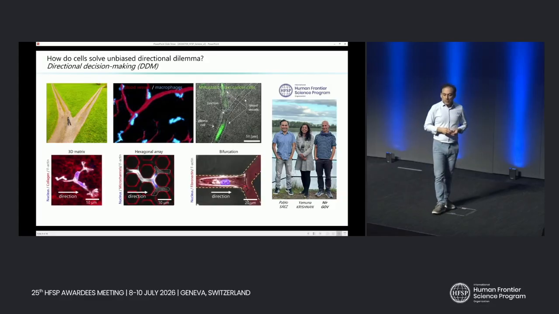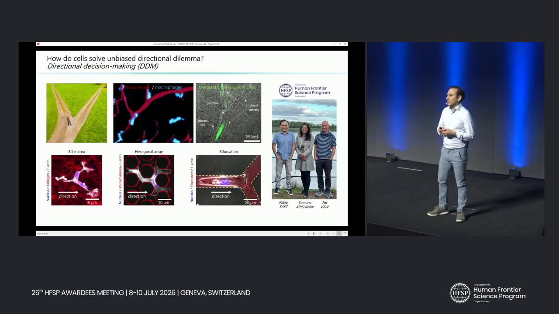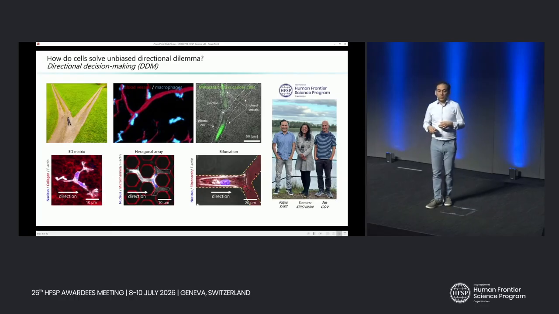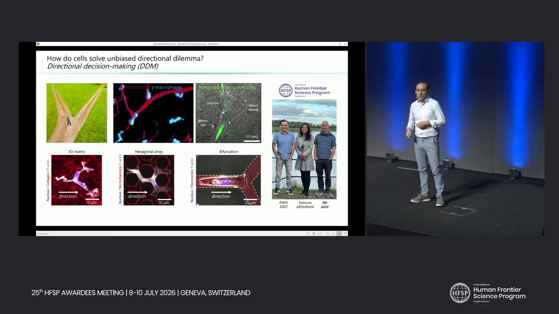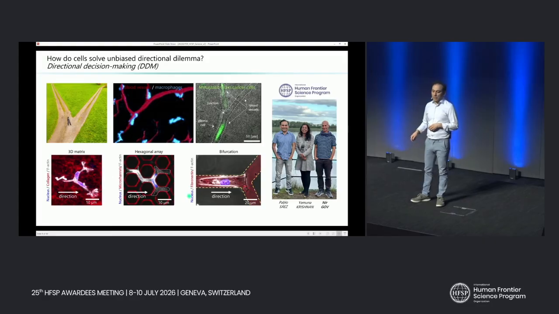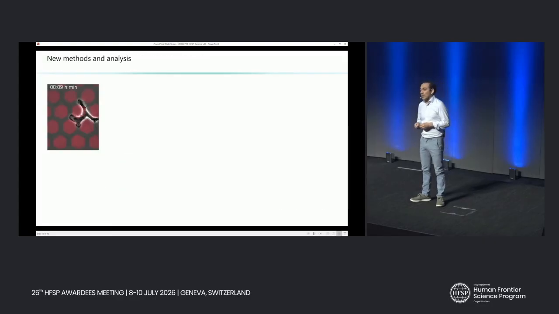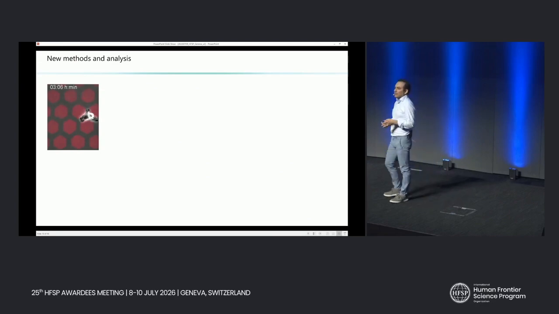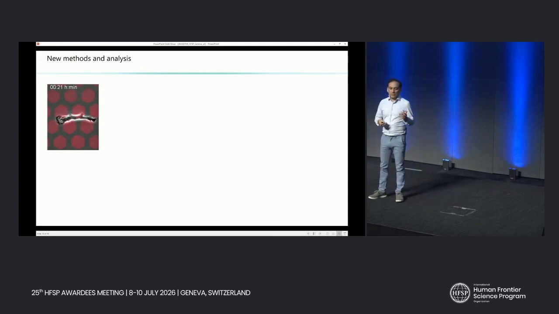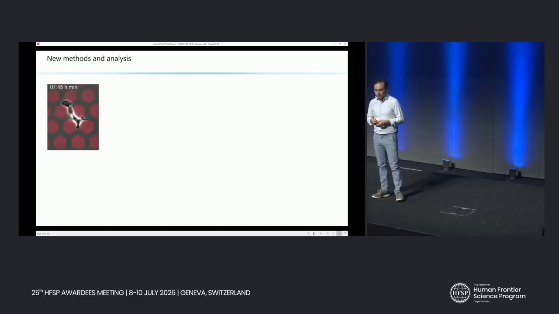We are the cell biologists of the team, so we use different methods to study the branching and the decisions of the cells. We use 3D, which is hard to control, and we use microfluidics, including the micropatterns I just showed you. Here you see a macrophage moving in a hexagonal array, facing several decisions at the same time, and you can see that the cell is moving happily in it.